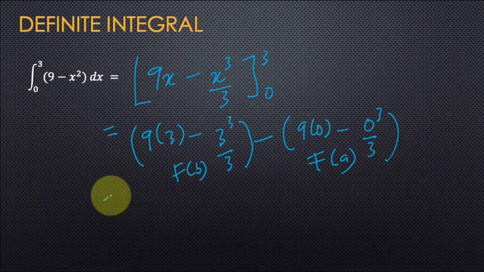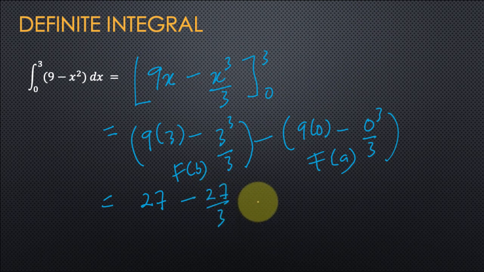If you solve this, 9 times 3 is 27. 3 to the power 3, 27, over 3, minus 0 minus 0 is 0. This is equal to 27 over 3 is 9. 27 minus 9 is 18.